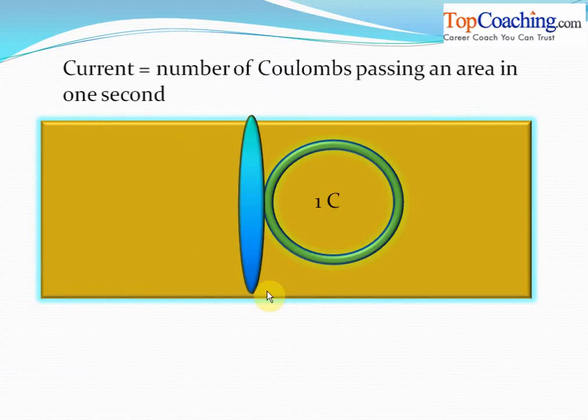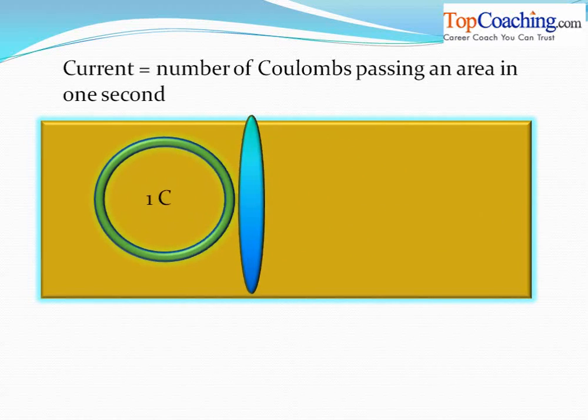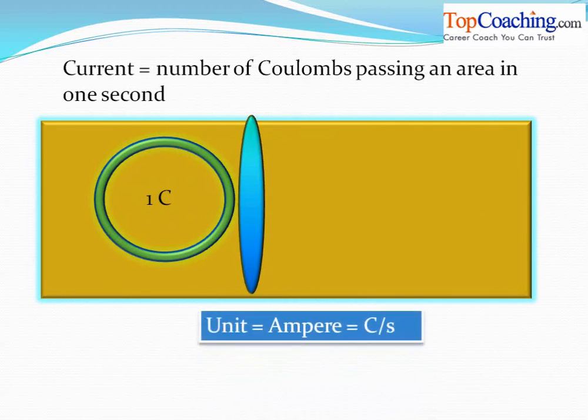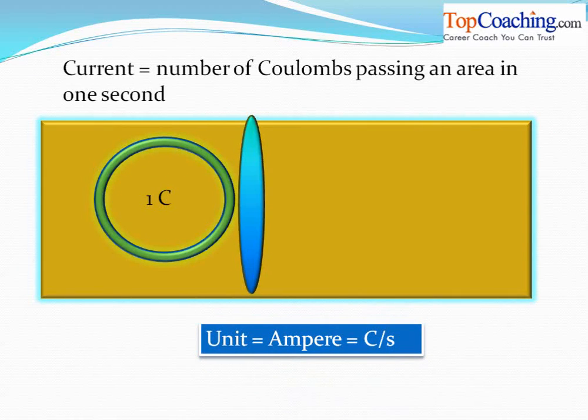So mathematically, what is electric current? It is basically the number of coulombs of charge passing the cross-sectional area of the conductor in 1 second. If you imagine that this disc here contains 1 coulomb of charge, then the number of such discs passing per second through the area of the conductor is called electric current. So the number of coulombs passing through the area is electric current. The unit of electric current is ampere. What is 1 ampere? It is 1 coulomb per second.